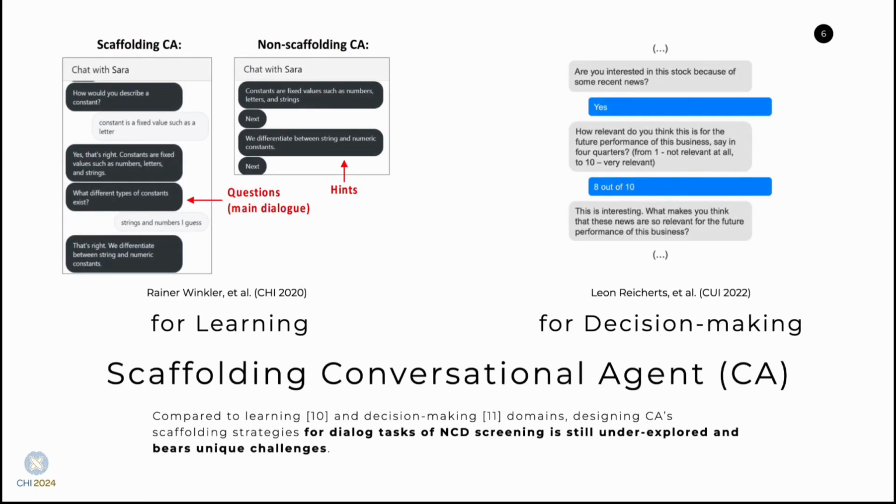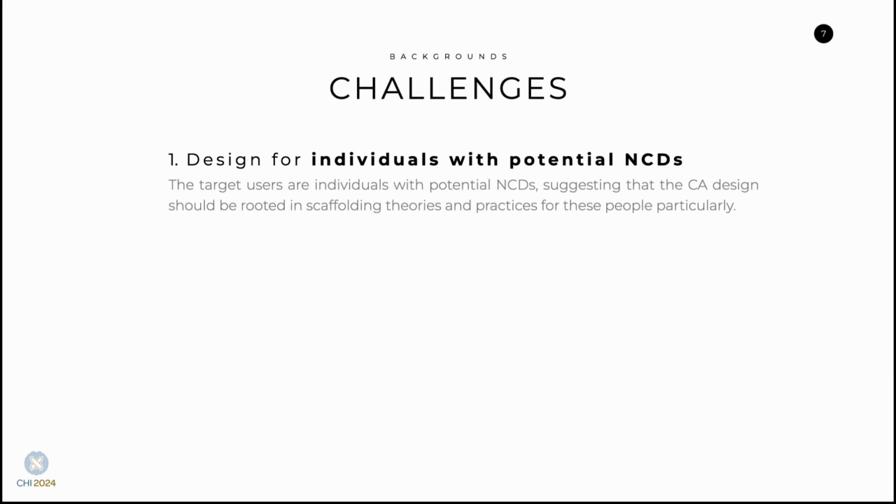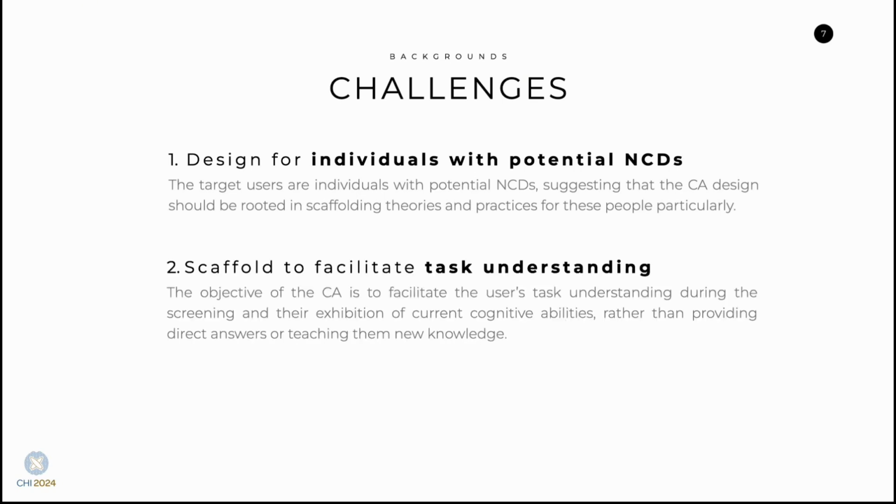Compared to learning and decision-making domains, designing CA's scaffolding strategies for dialogue tasks of NCD screening is still underexplored and bears unique challenges. First, the target users are individuals with potential NCDs, suggesting that the CA design should be rooted in scaffolding theories and practices for these people particularly. Second, the objective of the CA is to facilitate the user's task understanding during the screening and their exhibition of current cognitive abilities, rather than providing direct answers or teaching them new knowledge.